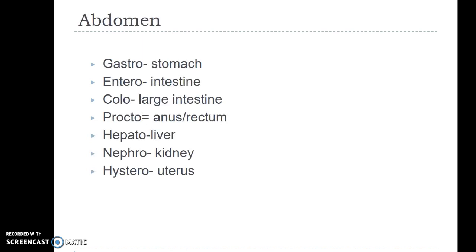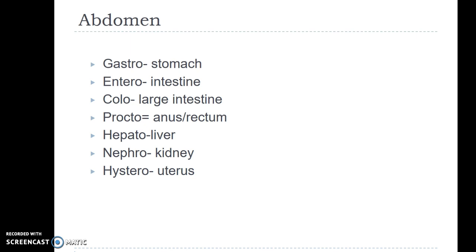Some root words for the abdomen. Gastro is the stomach. Entero, intestine. So enteritis, gastritis. Gastritis, inflammation of the stomach. Enteritis, inflammation of the intestines. Colo, large intestine. So colostomy is an opening that's made into the large intestine. Procto is anus or rectum. So proctologist is a doctor who specializes in diseases revolving around the anus or the rectum.